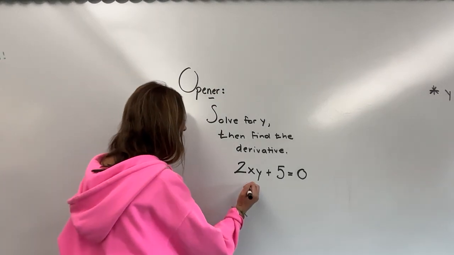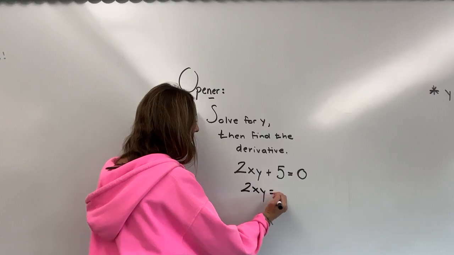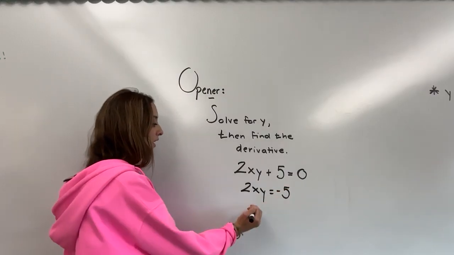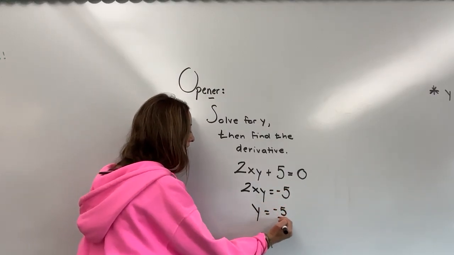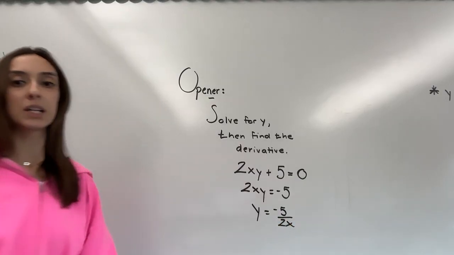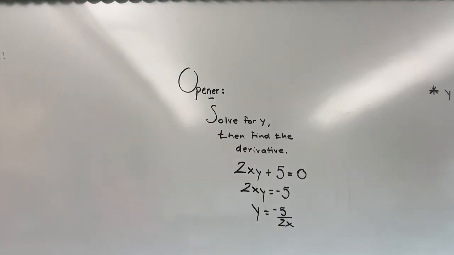So I'm going to solve for y. I have 2xy is equal to negative 5. Solving for y, I'm going to divide everything by 2x. Now I have y in terms of x, and I can work through finding our derivative.